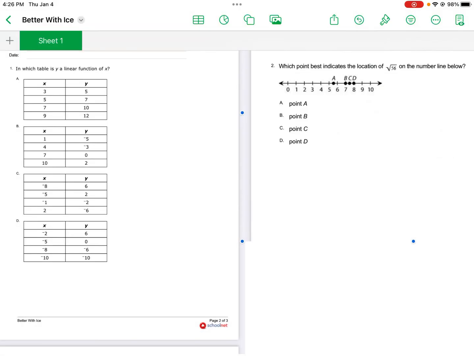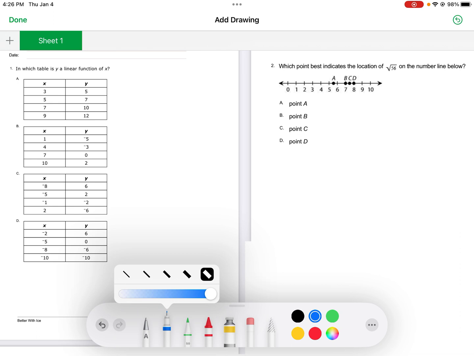Here's a review of today's Bellringer, Better with Ice. So question number 1 is tough because it's actually what I'm introducing in a video a little bit later. So this question is asking us, in which table is y a linear function of x? So we need to see if it's linear.